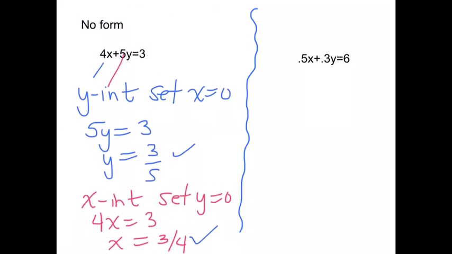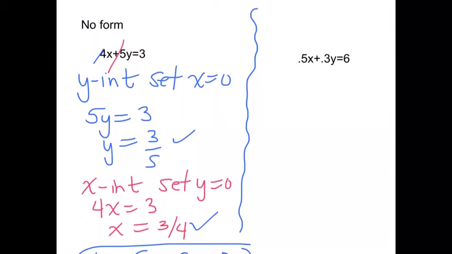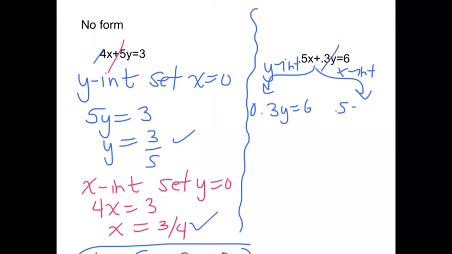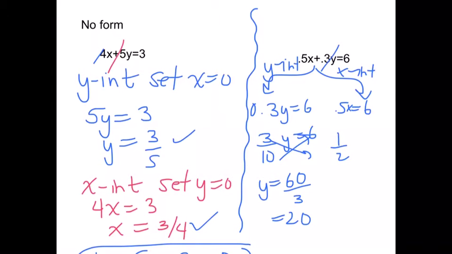All right, let's go back to the next question on the right. Well, it looks like we have a mess of decimals here, but we can take the same strategy. Let's do this by definition. So if I have my y-intercept, I set x equal to 0, so I get 0.3y equals 6. Or if I use my x-intercept, set y equal to 0, I get 0.5x equals 6. So that's 3/10 y equals 6. This goes up, that goes down, so y equals 60 divided by 3, which is 20. And this is a half, x equals 6, so the x-intercept equals 12.